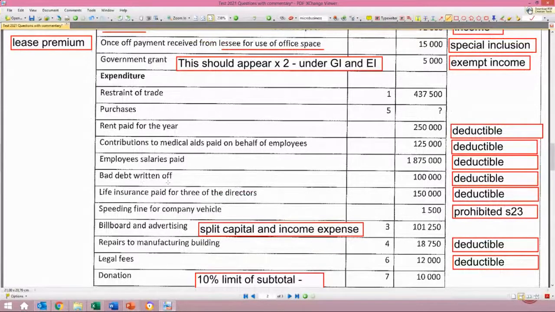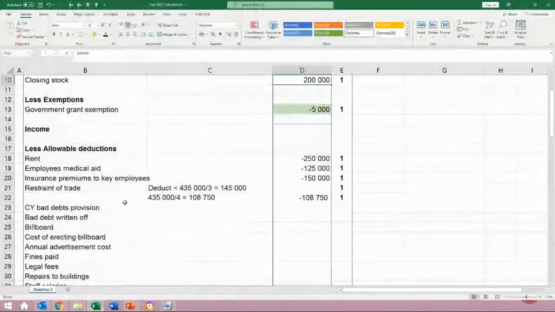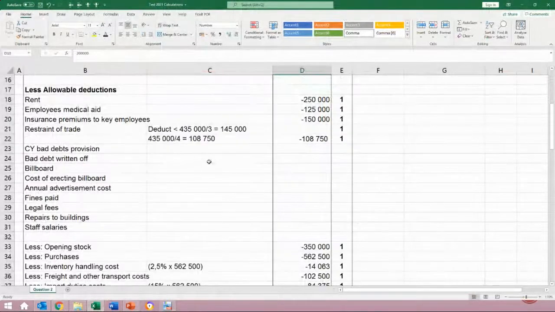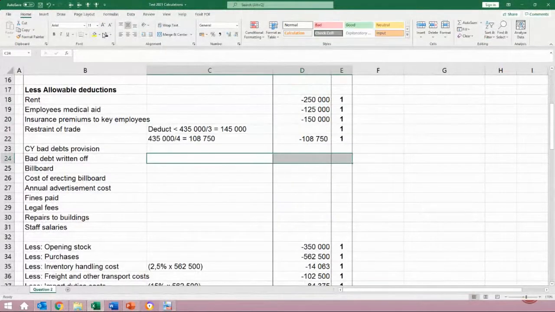Bad debts written off, you are allowed to deduct because there's no further information that indicates it would not be allowed. Life insurance paid for the 3 directors, you are allowed to deduct it. The speeding fine is prohibited in terms of section 23, so that should have been a 0. Okay, so let's go fill in that information. So the bad debts written off was the 100,000.